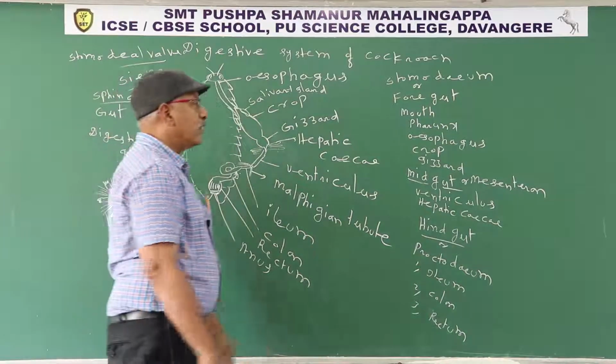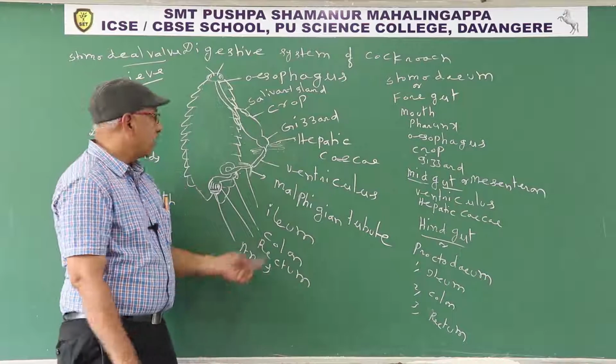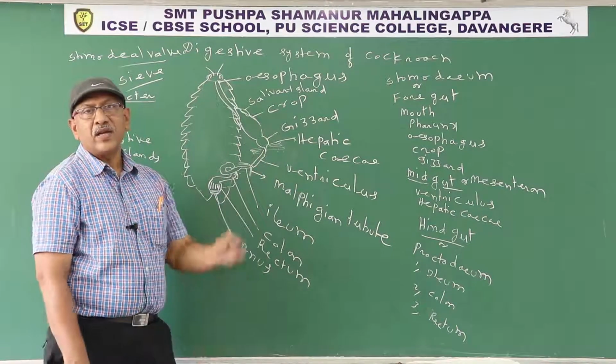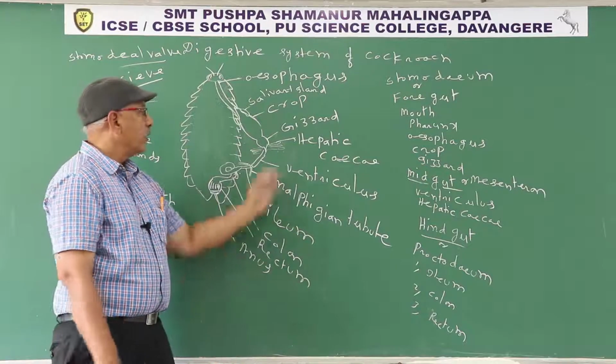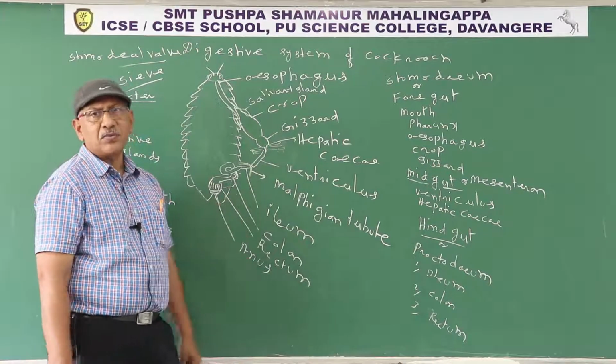Once again, the midgut is also known as mesenteron. The midgut contains a narrow tube, the ventriculus, and 6 to 8 hepatic caeca. Hepatic caeca and ventriculus help in digestion and absorption.